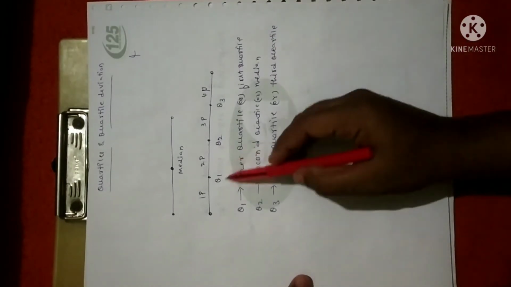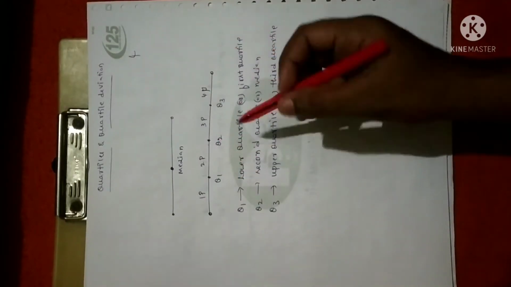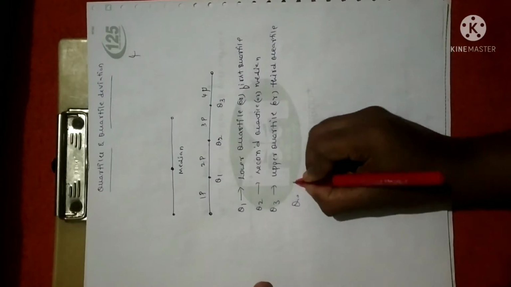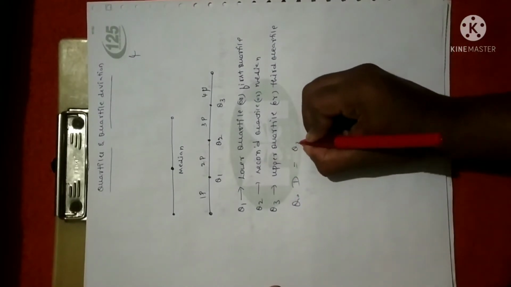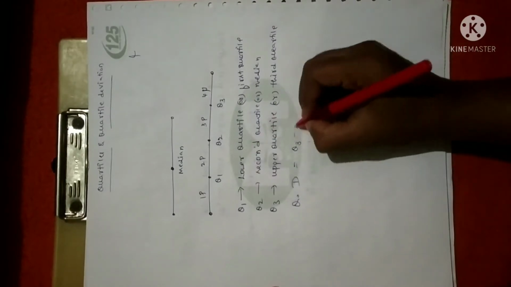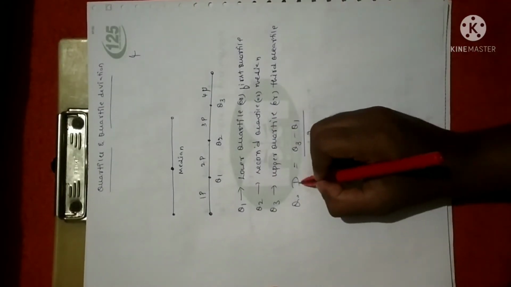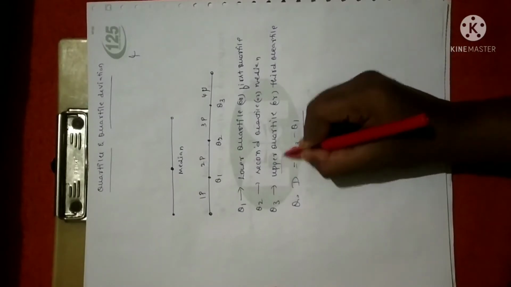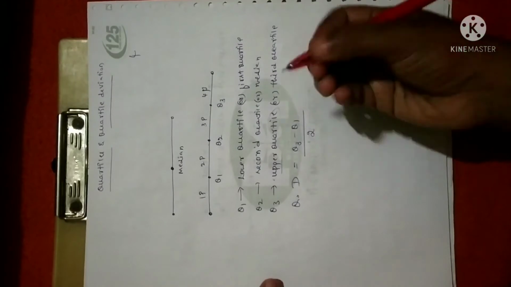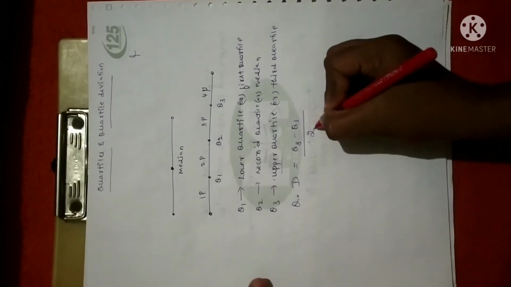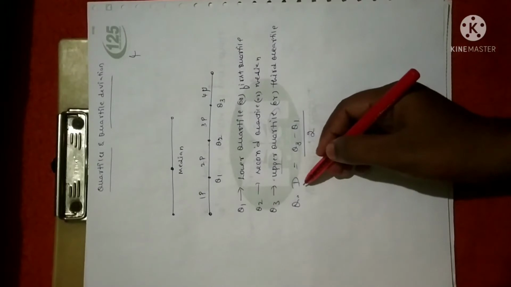A measure which divides the series into 4 equal parts is known as quartile, and the corresponding deviation is none other than quartile deviation. We can find the quartile deviation by subtracting the lower quartile from the upper quartile and dividing by 2. So quartile deviation is the difference between Q3 and Q1 divided by 2. That will give you the value of quartile deviation.